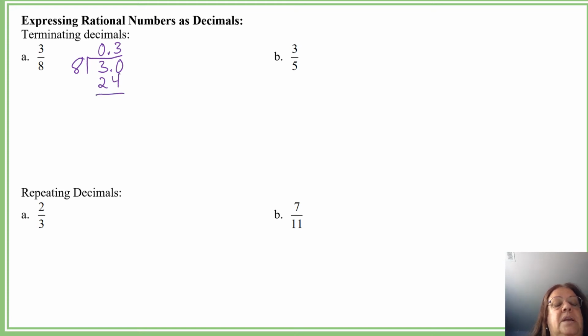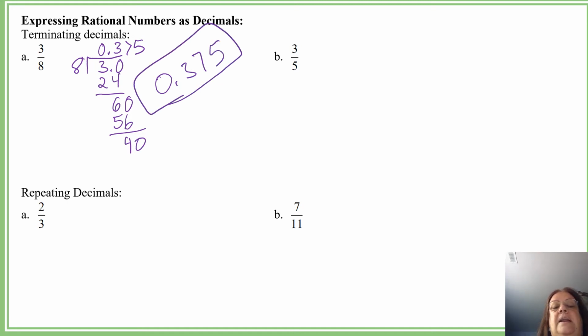Now, let's subtract, and I get 6. Now, I bring down a 0, I'm looking at 60. 64 is 8 times 8, so it's not 8, it's 7. So that's 56. I have 4, I bring down another 0. 8 into 40 is 5, and we're done. The answer is going to be 0.375.